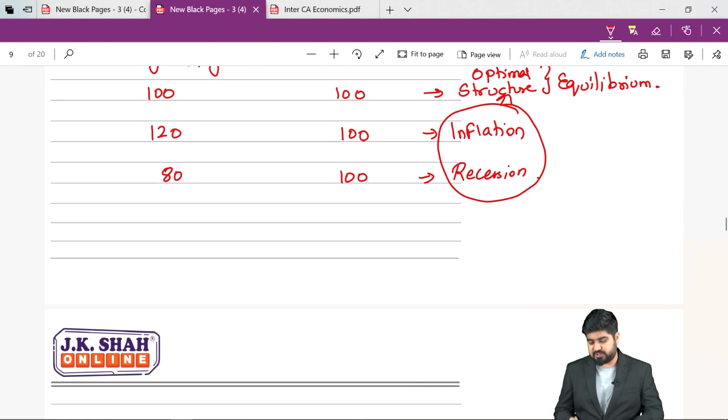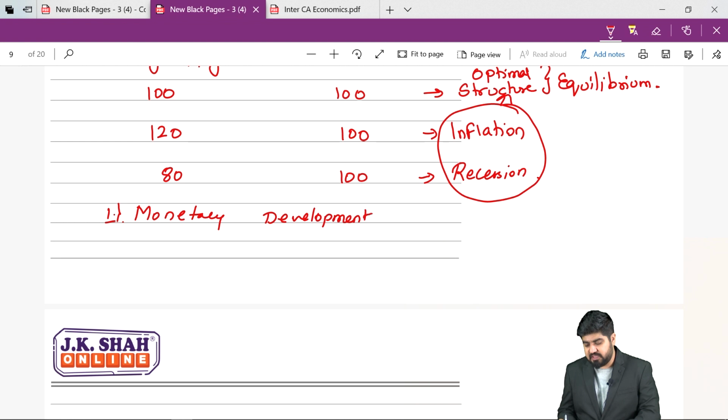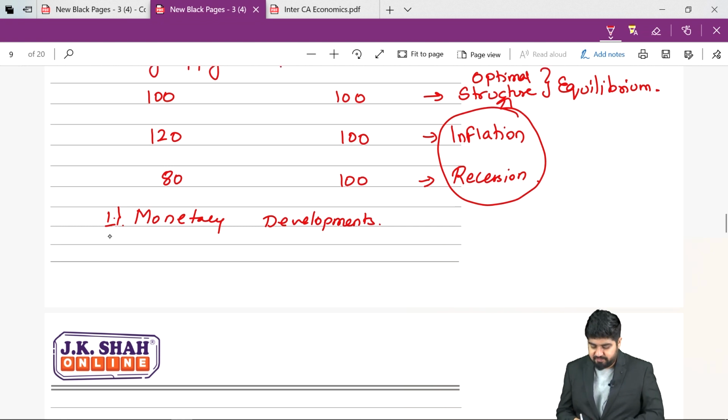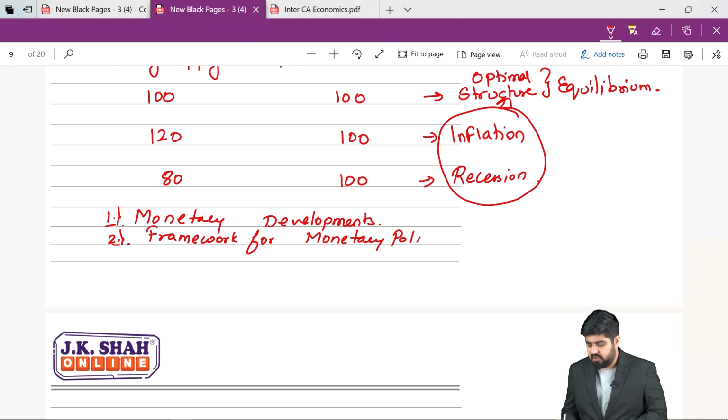Let's talk about the rationale. There are 2 points. Number 1, it helps us in understanding the monetary developments. From where we are getting money, how much we are getting money, and from which sector, how much contribution is there to the economy. All these things students, it is nothing but monetary development. Second one, it also helps us in creating framework for monetary policy. I repeat, it helps us in creating framework for monetary policy.